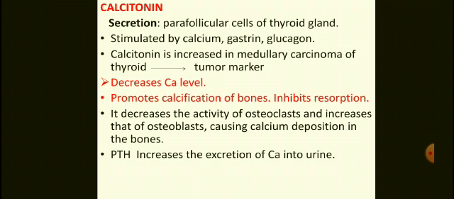Unlike the other hormones, parathyroid hormone and also calcitriol, which actually increase calcium level, calcitonin decreases calcium level. What it does is that it promotes calcification of bones and it inhibits resorption. So calcitonin increases the activity of osteoblasts and causes deposition of calcium in the bones.